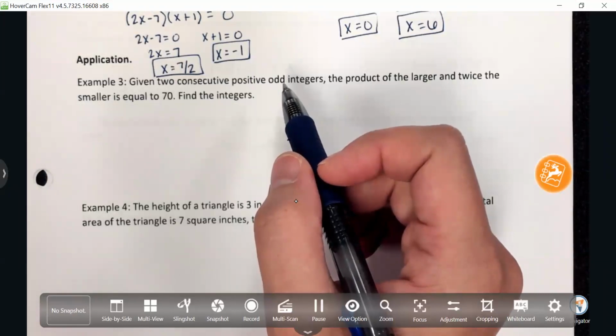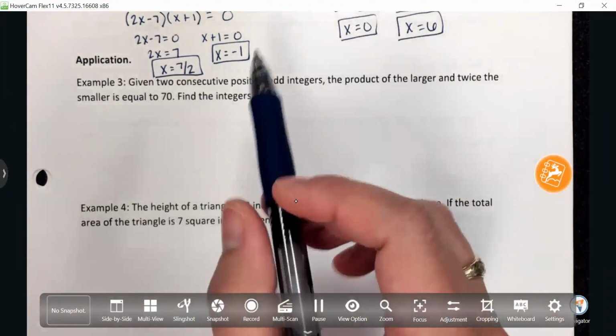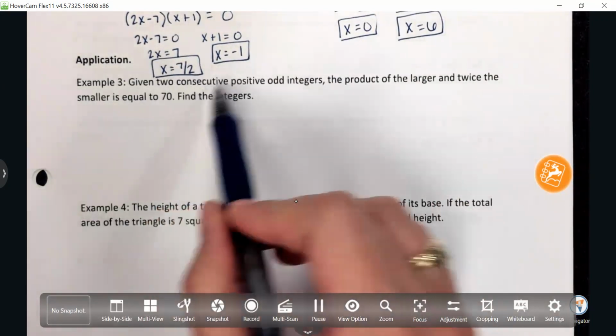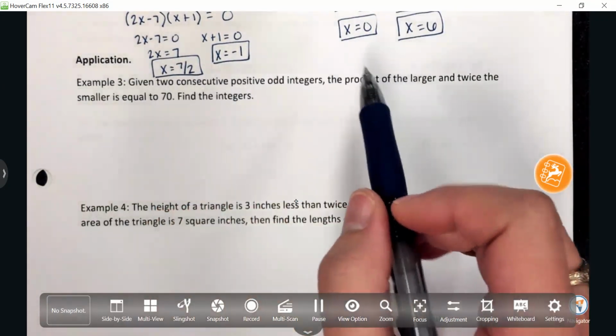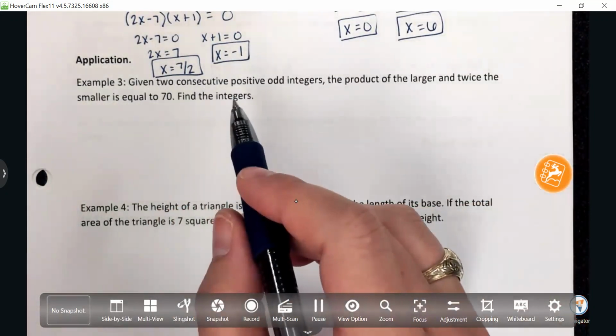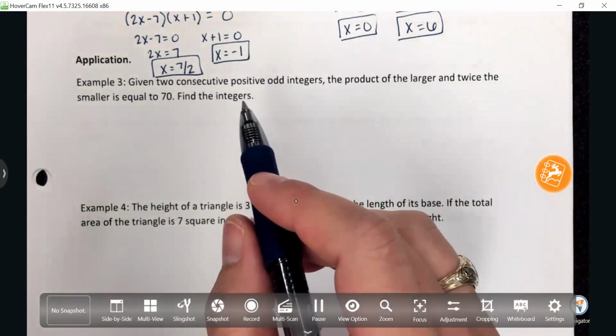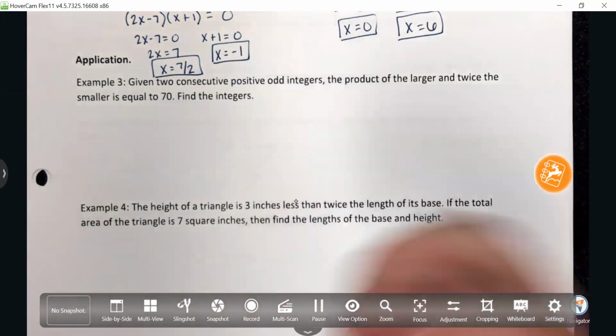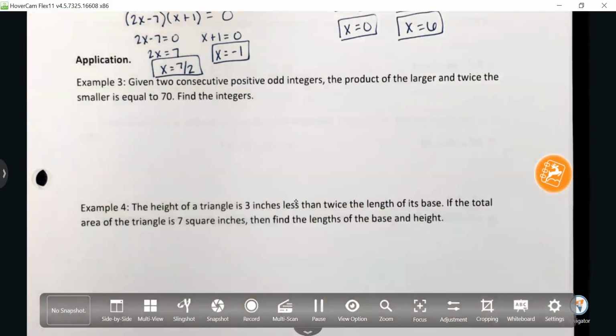So listen to what I ask. Give me an example of two consecutive odd integers. What's an example of two consecutive odd integers? 3 and 5, those are consecutive odd. 11 and 13, consecutive and odd. We understand what we're looking for here?